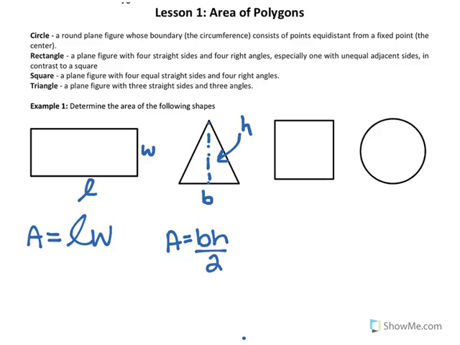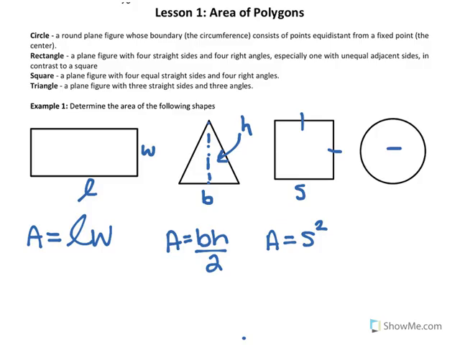If it's a square, we would just call this side, or base, or length and width, and the area is the side squared. Be really careful, don't ever just assume it's a square. Make sure you measure both sides to make sure that these are equal.